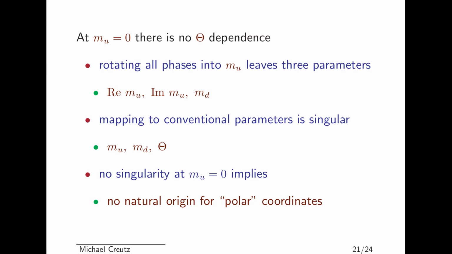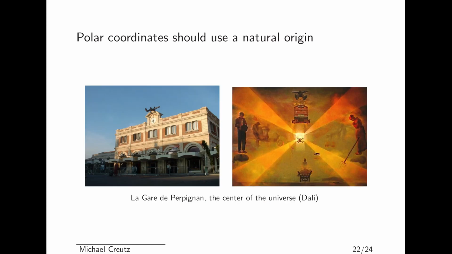Now for the universe, there is a known natural origin. Salvador Dali pointed that out some time ago. The natural center of the universe is the Gare de Perpignan. So here's the Gare de Perpignan, and there's a little statue of Dali up on top of it. And he made this painting where he is at the center of the universe, because that is the center of the universe. And most people are not going to understand this picture at all, so let's go on.